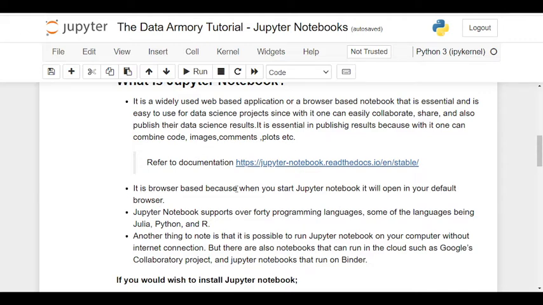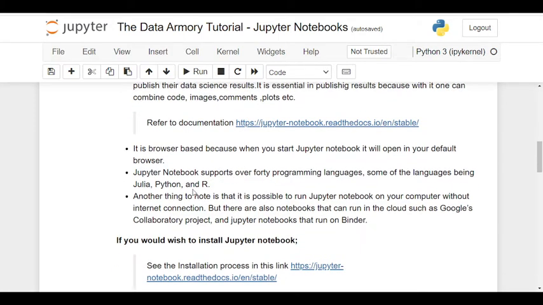Here we are just giving a summary of what a Jupyter Notebook is for anyone who has sat down to begin their data science project, and also for a beginner who is caught between a rock and a hard place, not knowing where to write their data science project. So having said why it's essential when it comes to publishing results, it's also essential to know that it is browser-based, because when you start Jupyter Notebook, it will open in your default browser. So depending on the default browser that you are using in your computer, when you start it, it will open in that browser. That's why we say that it is browser-based.